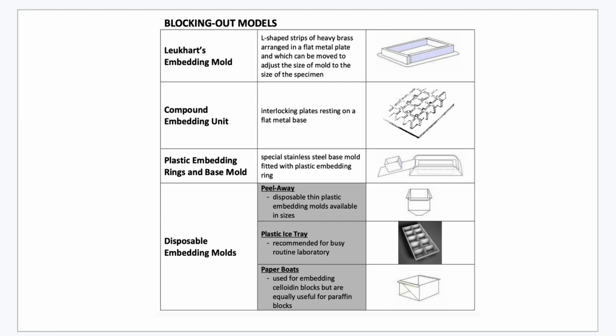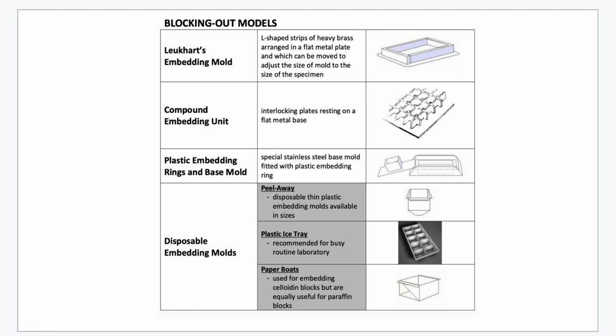Okay? So what are your blocking out molds? We have your Leuckart's embedding mold. These are L-shaped strips of heavy brass arranged in a flat metal plate, which can be moved to adjust the size of the mold to the size of the specimen. This consists of two L-shaped pieces of metal, formed by a piece of thick copper or brass.